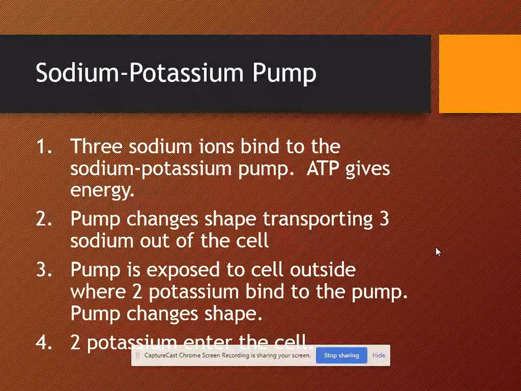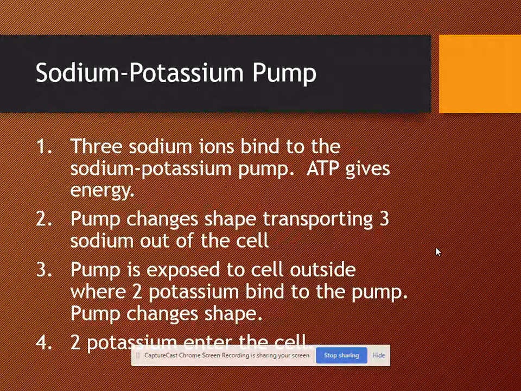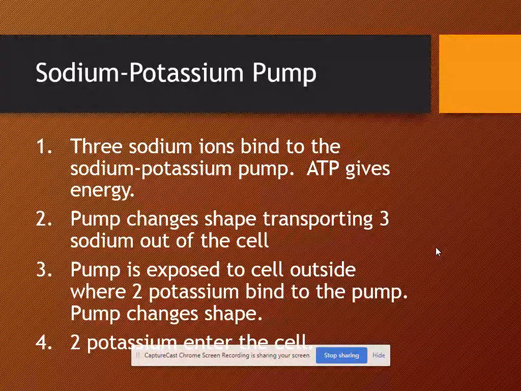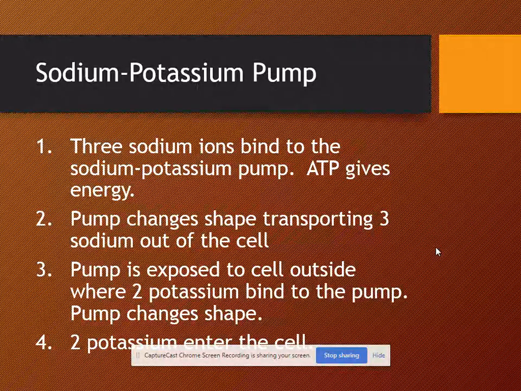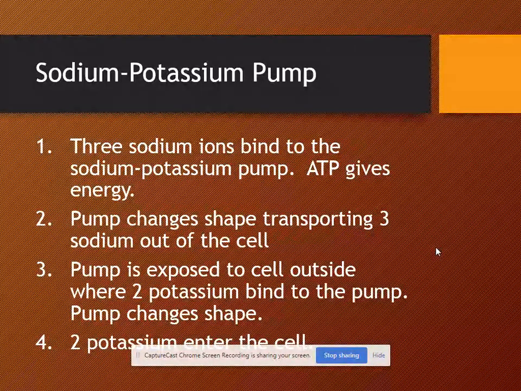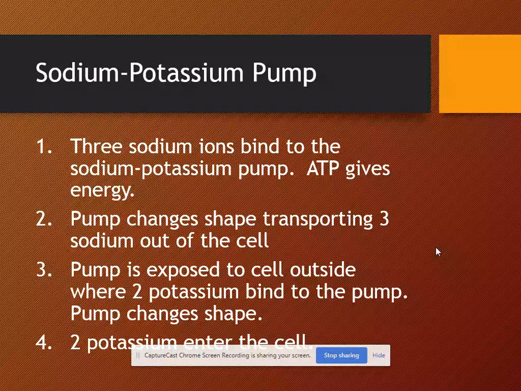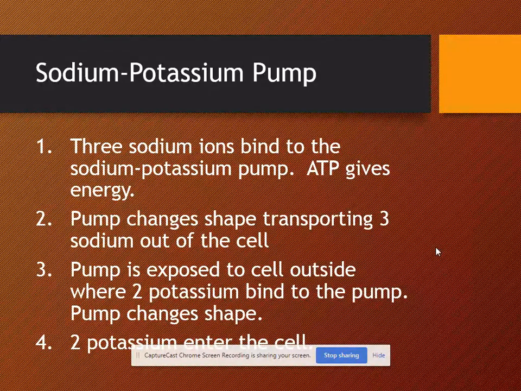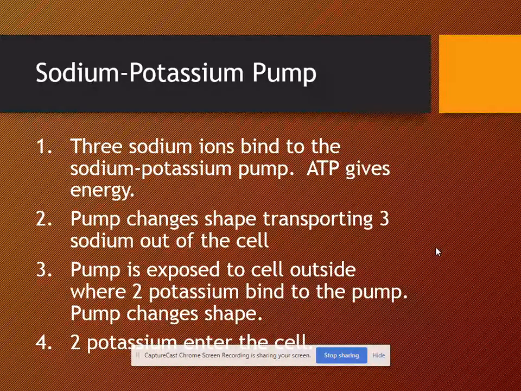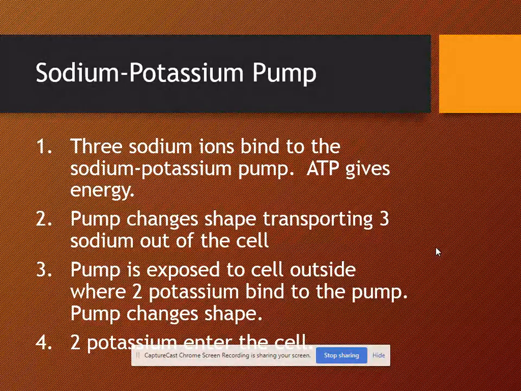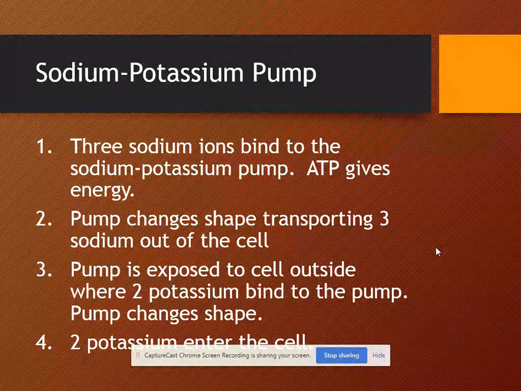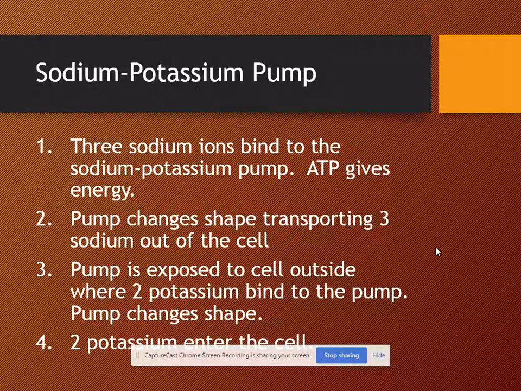Once the pump notices it and it's open to the inside, ATP is the little key that we need to unlock it. The pump is going to change its shape and open up to the outside. Now the pump is exposed to the outside, and we're going to get 2 potassium to bind to the pump. While that shape changes, those 3 sodiums leave. Remember, 3 sodium, 2 potassium. So 3 sodium in, open to the inside, ATP unlocks it, it opens the molecule to the outside, and those 3 sodium leave.